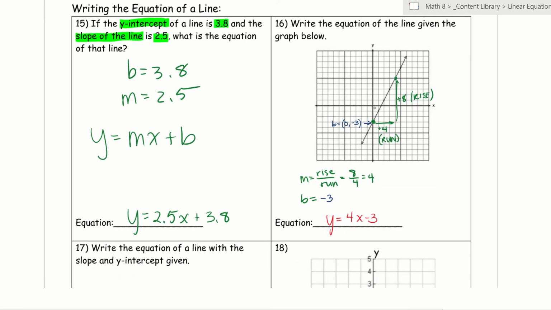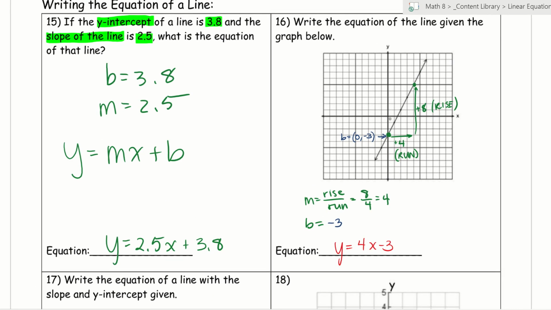Writing the equation of a line. It tells me the y-intercept of a line is 3 and 8/10, and the slope of the line is 2 and 5/10. What is the equation of that line? So I wrote out b is 3 and 8/10. I got that because it says the y-intercept is that. Slope is m, and that's 2 and 5/10. So I wrote out my equation.